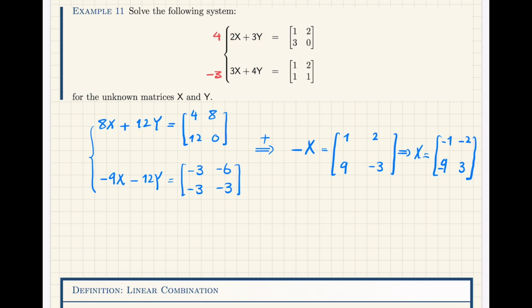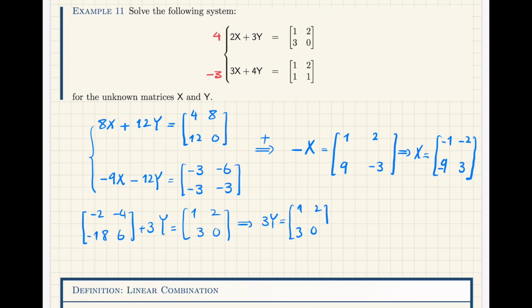So this becomes 2 times x, which is minus 2, minus 4, minus 18 and 6 plus 3y is equal to 1, 2, 3, 0. But you learn that I can move. The price that I have to pay is to change the sign, so it becomes 1, 2, 3, 0, minus, minus 2, minus 4, minus 18, 6.